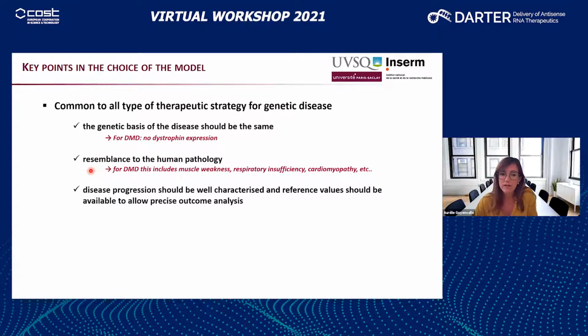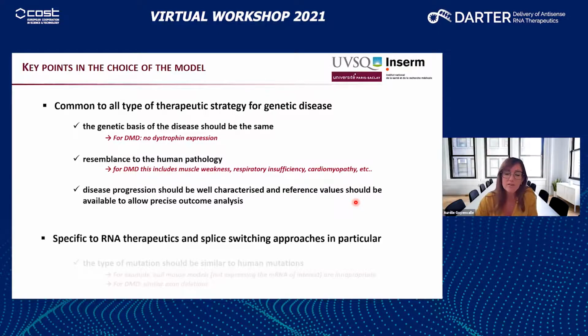You also want the phenotype to resemble the human pathology. So for DMD, this includes muscle weakness, respiratory insufficiency, and cardiomyopathy. And the disease progression should be well characterized, and ideally you would like to have reference values already available to allow you precise outcome analysis.